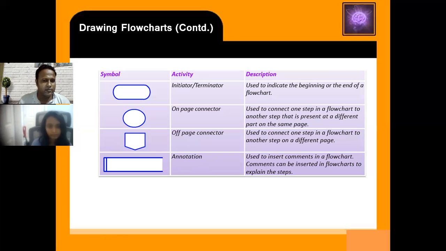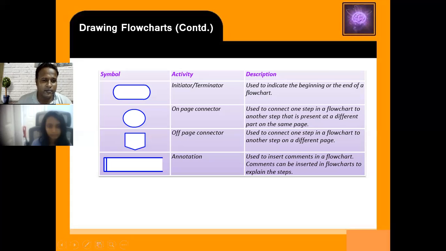So what does the off-page connector look like? An off-page connector is required when you want to define a large programming problem. Suppose you want to define the logic, program, or instructions for a bank. The banking system is very huge, so it is not possible to represent the entire banking system on one page. You have to continue to the next page. In such cases you require the off-page connector, which connects page 1 to page 2. That is why we use this off-page connector.